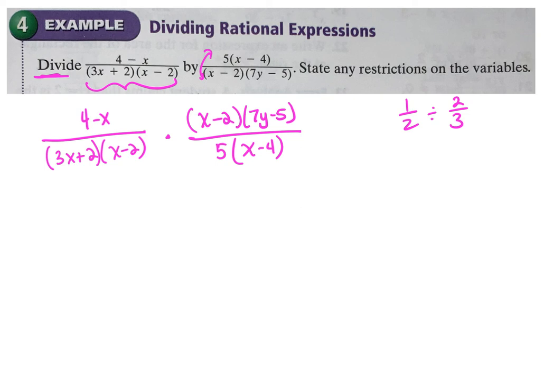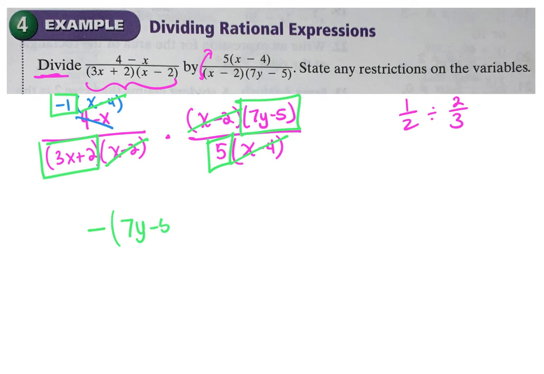We'll start up here. Can I cancel 4 minus x? Yes. What do I need to do first? Take out a negative. Take out a -1. So this is going to actually be negative 1 times x minus 4. So now what can it cancel with? The x minus 4. And don't forget this little negative 1. He is part of your final answer. All right, 3x plus 2. Can that cancel with anything? No. What about x minus 2? Yes. What about 7y minus 5? No. What about this little 5 hidden in here? No. You see why I boxed them? That's the guy that usually gets lost. All right, so on top we have a negative 7y minus 5. And on bottom we have a 5, 3x plus 2.